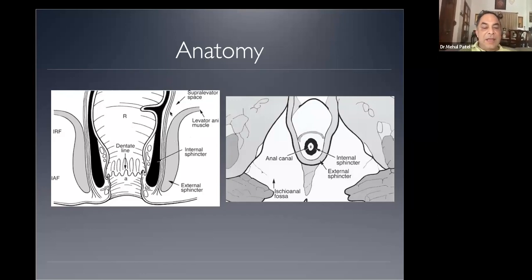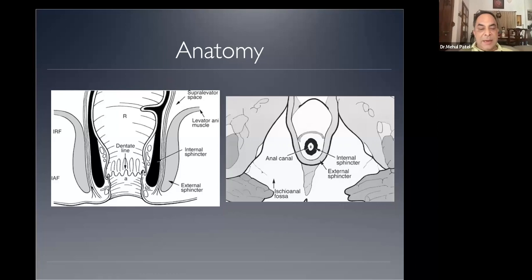Then we have the intersphincteric plane, and then the black is the circular muscle being continued as the internal sphincter. So these are the two really important sphincters, and I will show you how to identify them on MRI. So you have an internal sphincter which is black, external sphincter which is gray, and the intersphincteric plane in between, right?